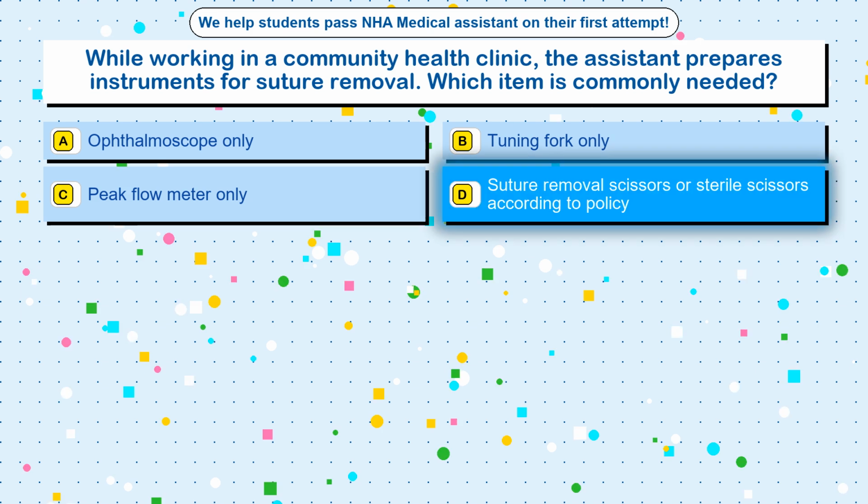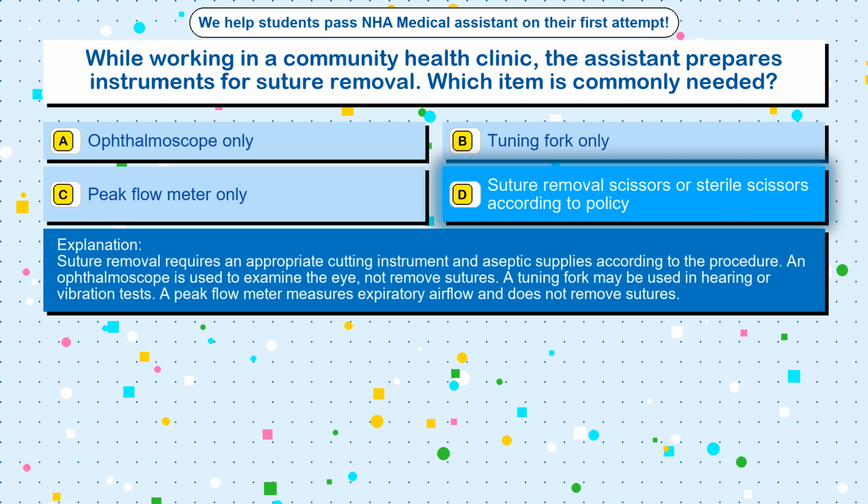The correct answer is option D. Suture removal scissors or sterile scissors according to policy. Suture removal requires an appropriate cutting instrument and aseptic supplies according to the procedure. An ophthalmoscope is used to examine the eye, not remove sutures. A tuning fork may be used in hearing or vibration tests. A peak flow meter measures expiratory airflow and does not remove sutures.